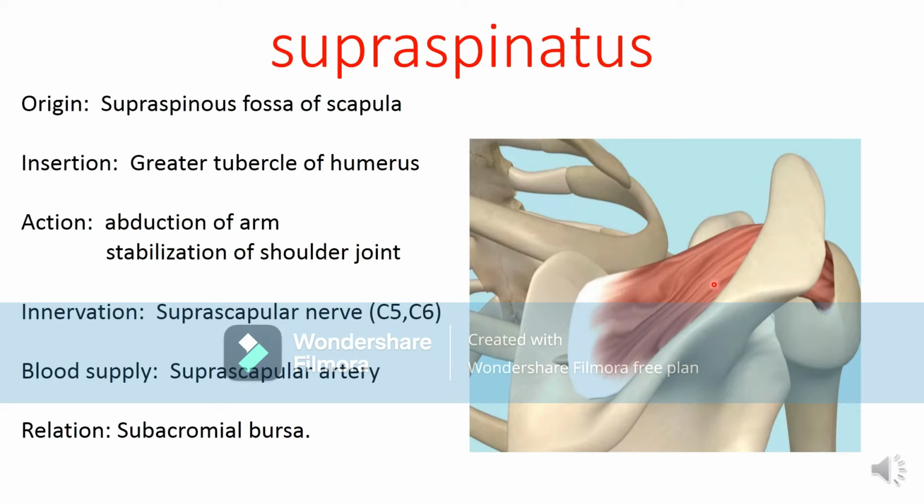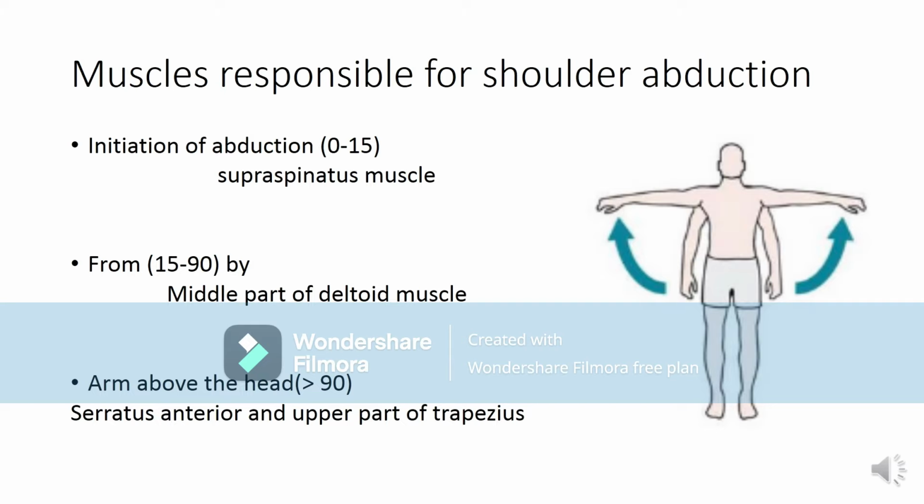This muscle is supplied by the suprascapular nerve, which supplies supraspinatus and infraspinatus. Blood supply comes from the suprascapular artery. We will talk about the important relation here: the subacromial bursa of the shoulder joint.